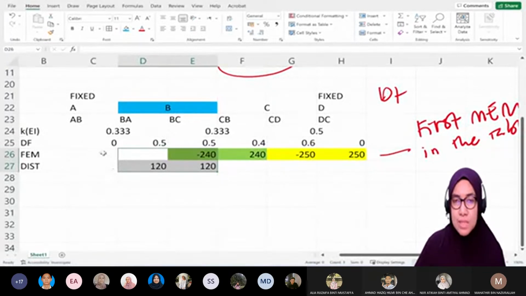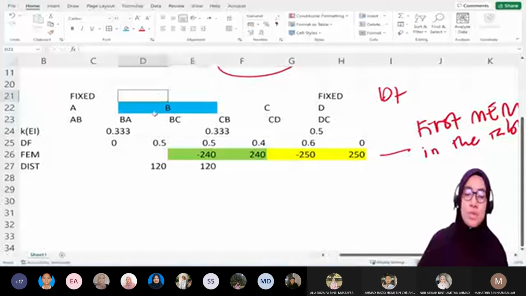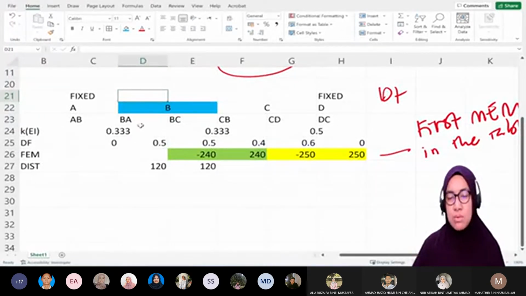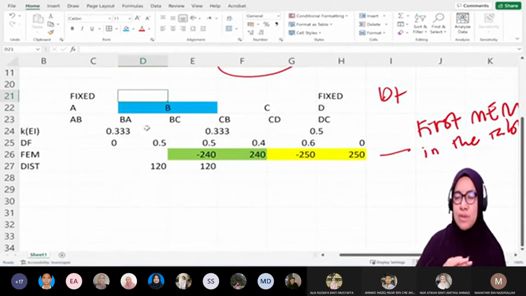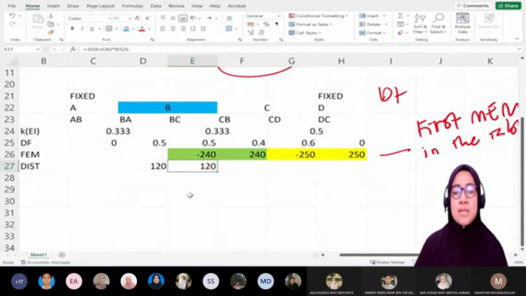Total ni mesti dapat 0 because moment at B must equal to 0. Dekat sini moment at B ni must equal to 0. Okay, moment at B. Moment at C equal to 0. Internal moment total must equal to 0. Separate dia ada value. Combine dia jadi 0. Okay, so total 0 plus negative 240 plus 120 plus 120 we get 0.